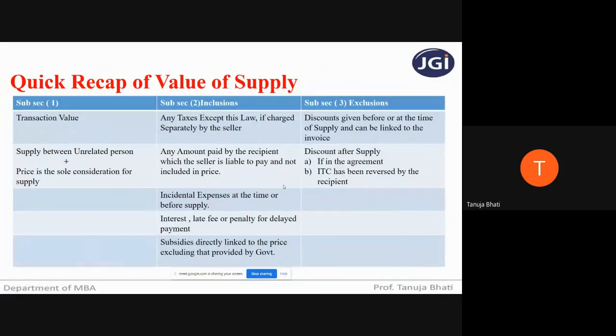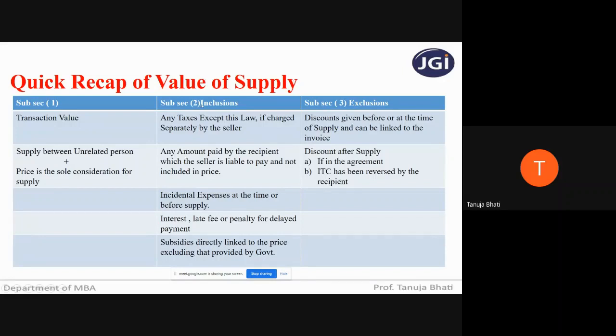Now, let us take a quick recap of value of supply. Students, value of supply is covered under section 15. Subsection 1 says that value of supply shall be the transaction value. Transaction value is what, students? Price actually paid or payable on the supply of goods or services, only if the supply is made between unrelated persons and price is the sole consideration for supply.